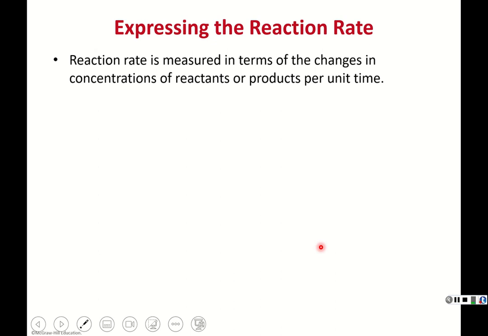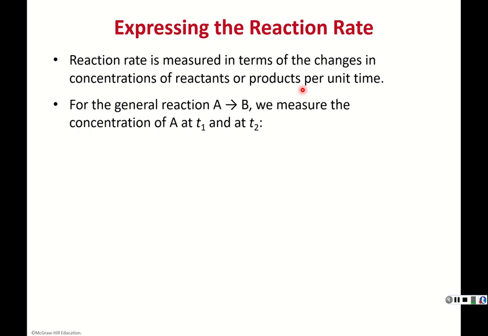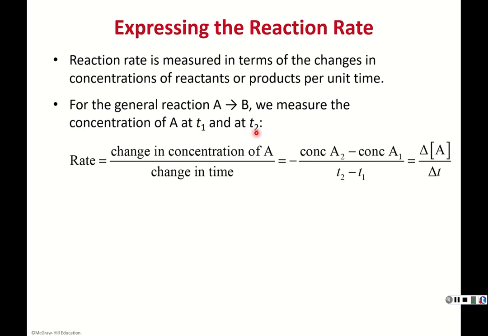So how do we express this rate of reaction? Well, the rate of the reaction is measured in terms of the changes in concentrations of the reactants or the products per unit time. So our units are going to be a concentration per time. If we look at a generic reaction, A going to B, we can measure the concentration of A at certain times, let's say time 1 and time 2, and then we can get an idea of how much it's changing.